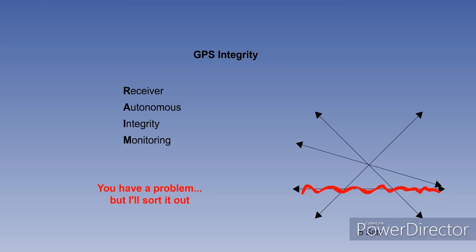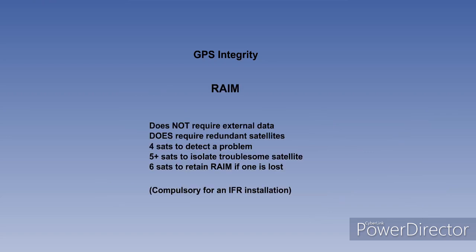With a 5th satellite, we get 4 lines. The erroneous one can be identified. This is the minimum basic RAIM. With 6 satellites, you still have RAIM, even if you lose one. This is the mandatory minimum requirement for an IFR installation.